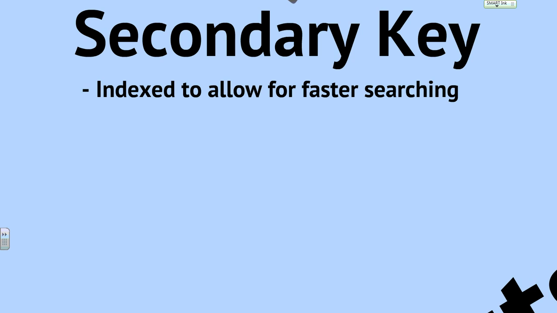Remember what an index is? It's just a list. So in this case, the index would be a list of letters and their memory addresses, and that will be the starting memory address of all the names that begin with that letter.